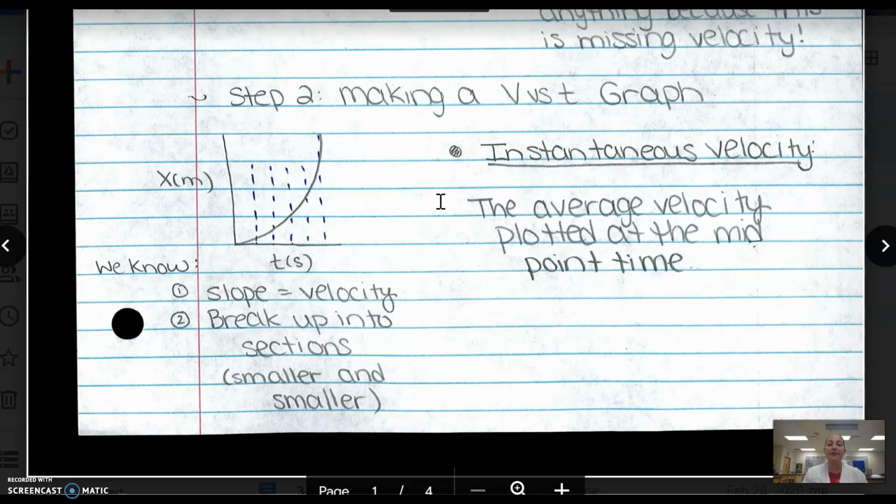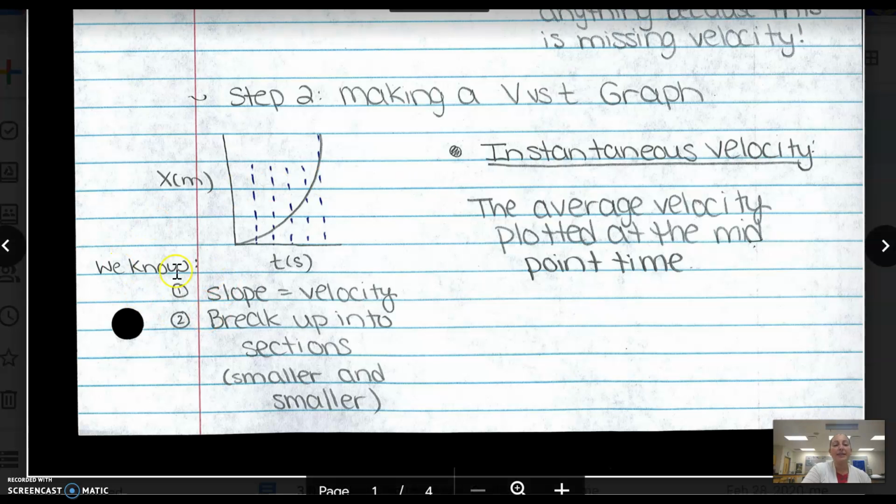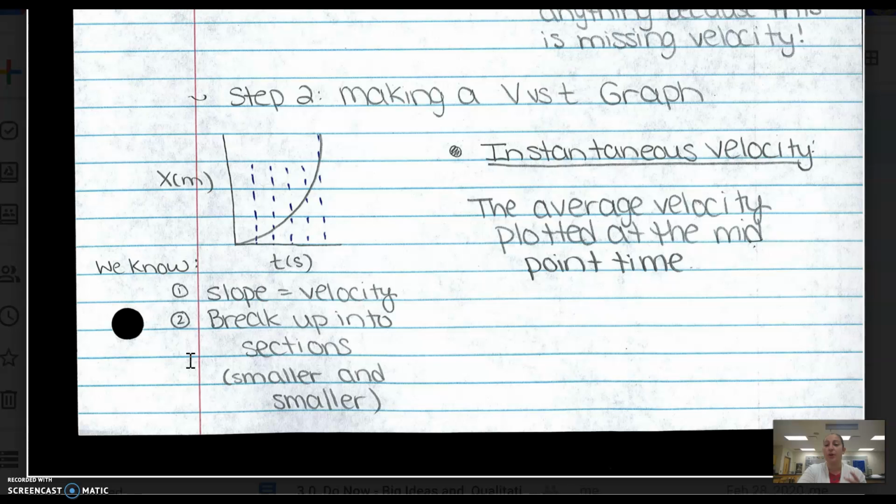And what we would have to do is break down this ever-changing slope into smaller and smaller and smaller time intervals. So that's kind of the first thing that I say is we know the slope is velocity, and then the second thing we have to do is break it up. Because if you take it in smaller and smaller chunks, then you get a velocity that is a little bit more indicative of that section.